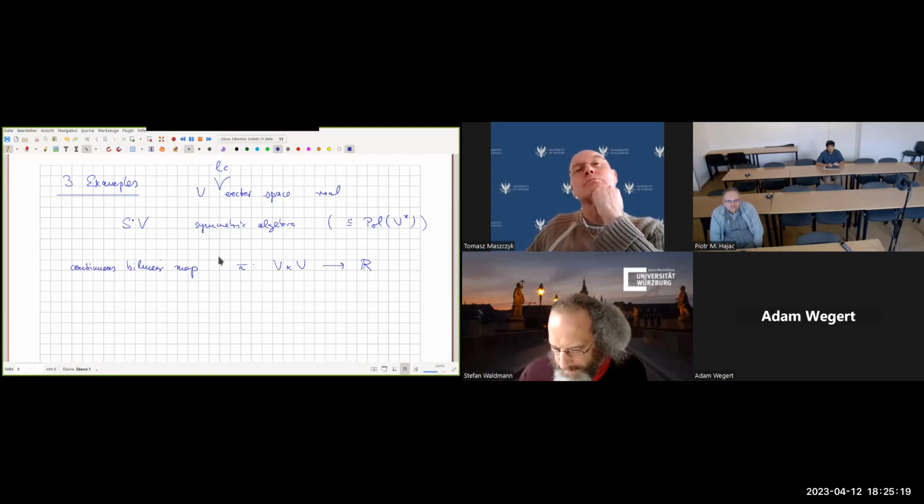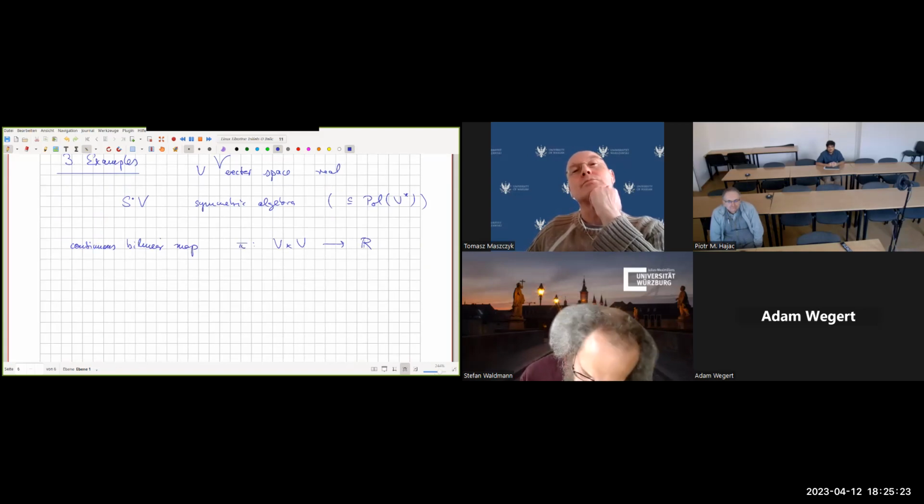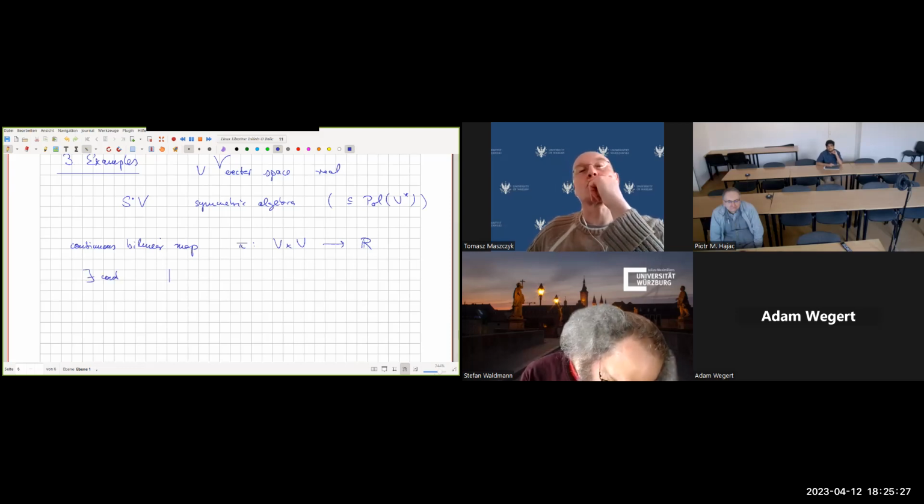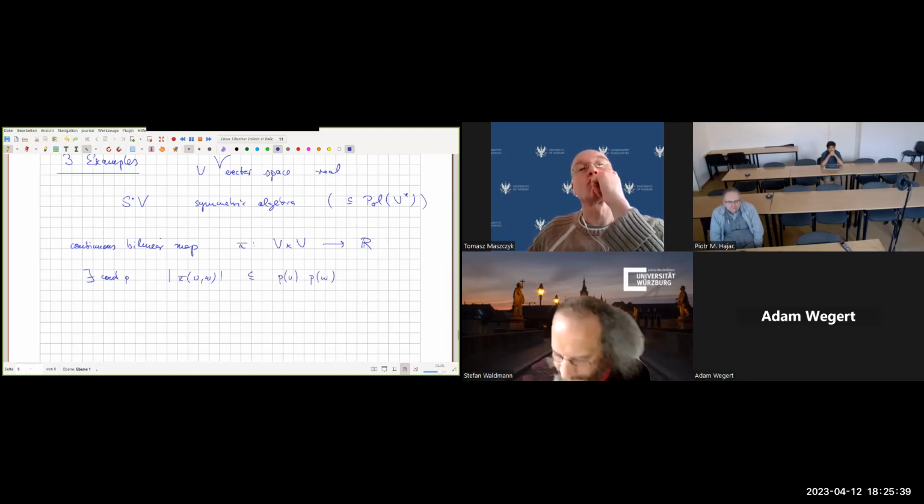Because the target is just the scalars, that simply means that there exists a continuous seminorm little p, such that if I take pi of these two vectors and take the absolute value, then I can estimate it like that. This is the continuity of a bilinear form.